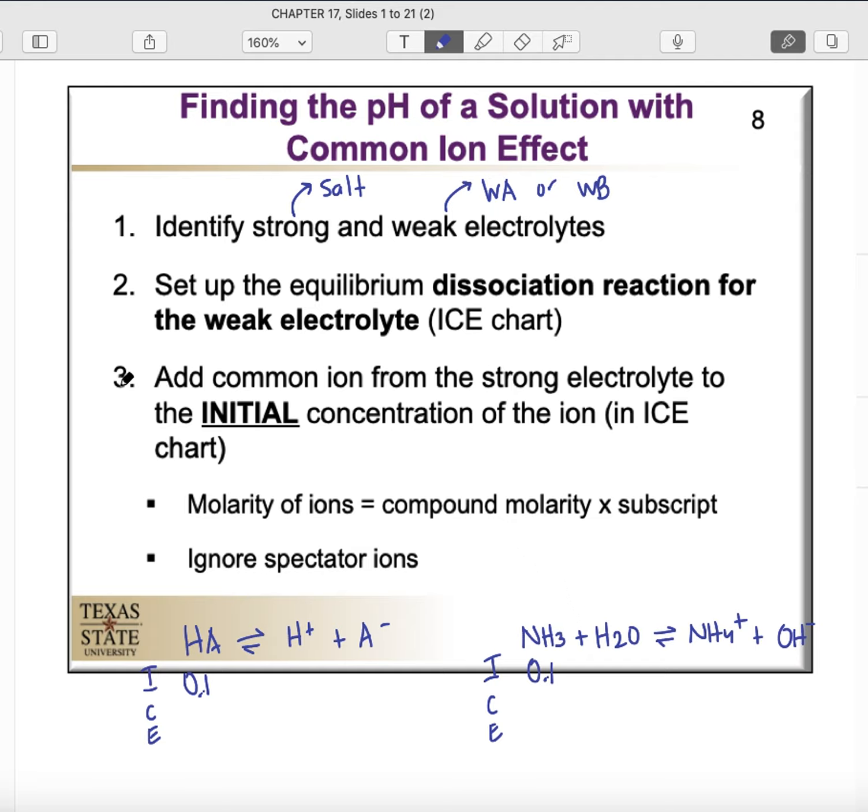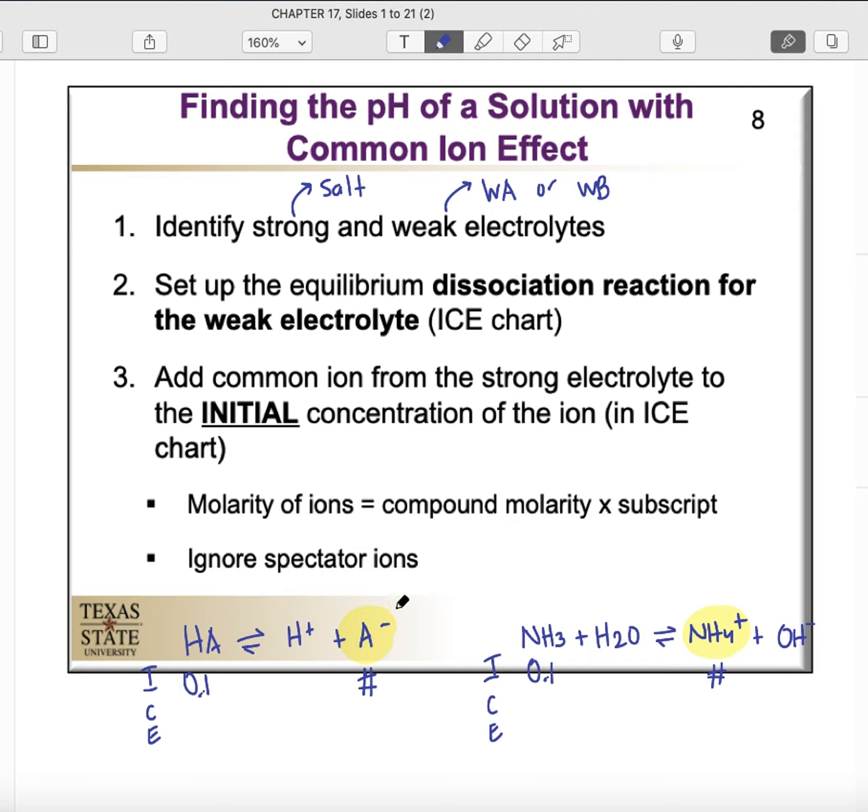All right, so the next part is that we're going to put the common ion from the strong electrolyte as the initial concentration of the ion in the ice chart. What that means is that the common ion is going to be this ion that is coming from the weak acid, or this ion that is coming from the weak base, which is also shared by the salt or the strong electrolyte that you are adding to that solution. So now instead of putting 0 here, we're going to use the concentration of that salt to find a number to put here for the initial concentration of that common ion.